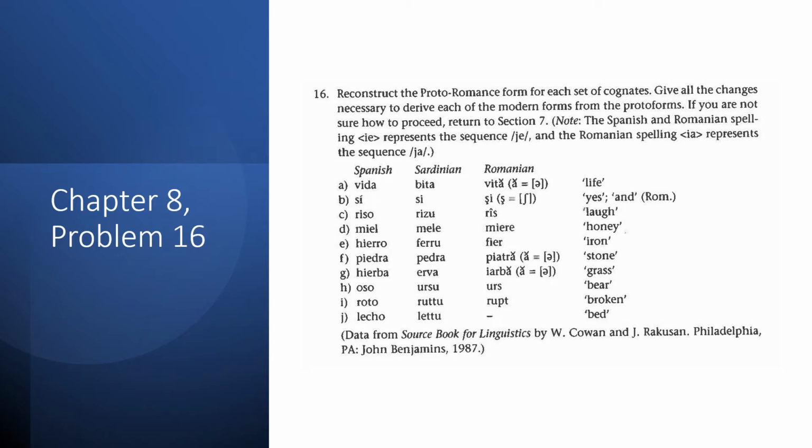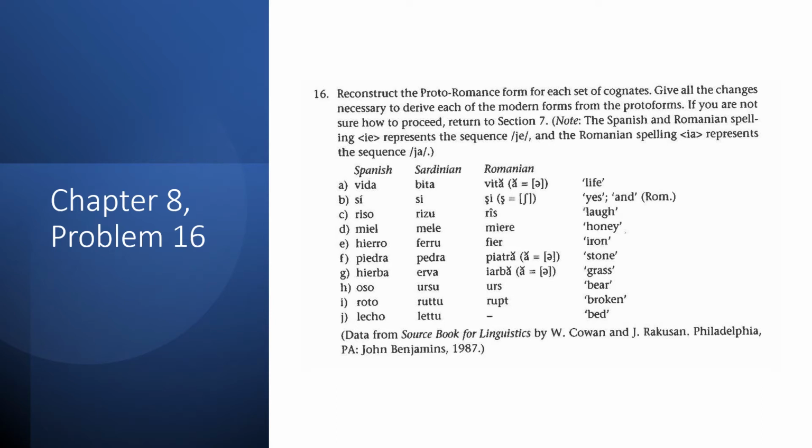Obviously, section 7 is a lot of new information and a lot of new vocabulary, a lot of processes that we have not studied in depth. So I understand there was some confusion there. So that note says the Spanish or Romanian spellings with the IE represent the sequence JE, which is that Y sound. And the Romanian spelling IA represents the sequence ya. And so that's just so that you recognize that the spellings and the phonetic representations are slightly different there, okay? For languages you may not be familiar with.